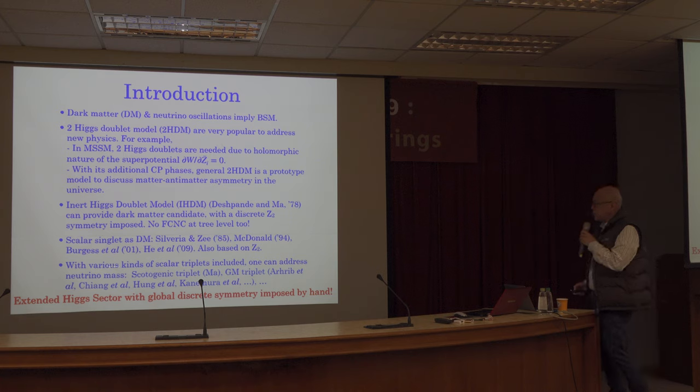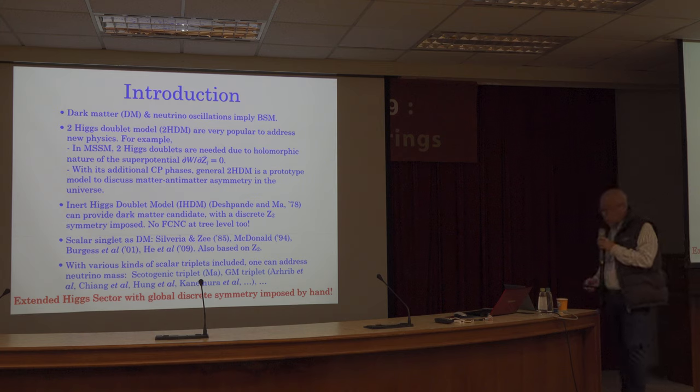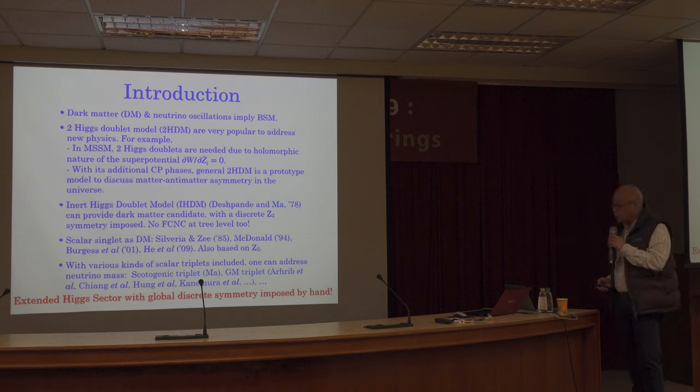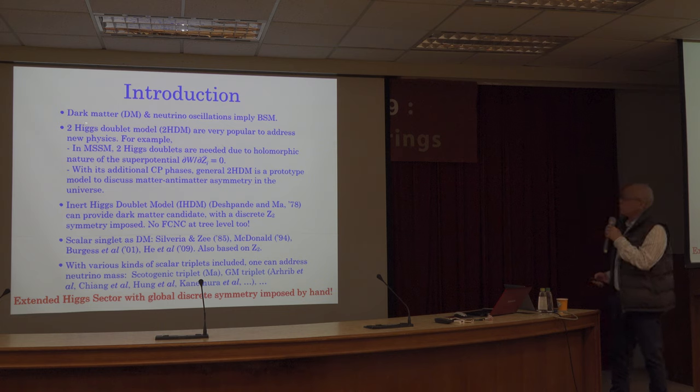Also the triplet, there are many versions of triplet. In particular, the GM triplet, the Georgi-Machacek triplet, has been studied by Zheng Wei and his collaborators in Taiwan. So basically, we need to have an extended Higgs sector, possibly with some global discrete symmetry imposed by hand, to address the dark matter physics in particular and even neutrino physics.